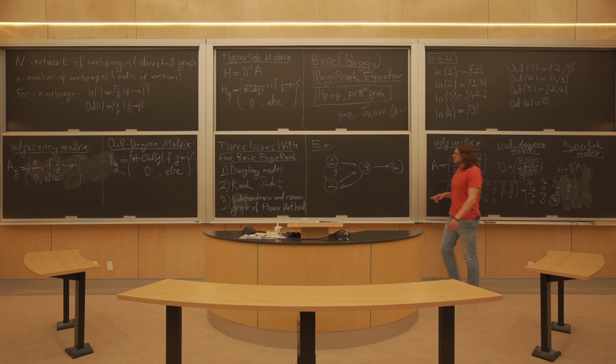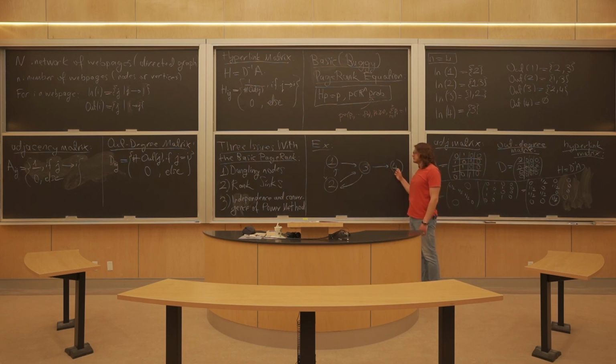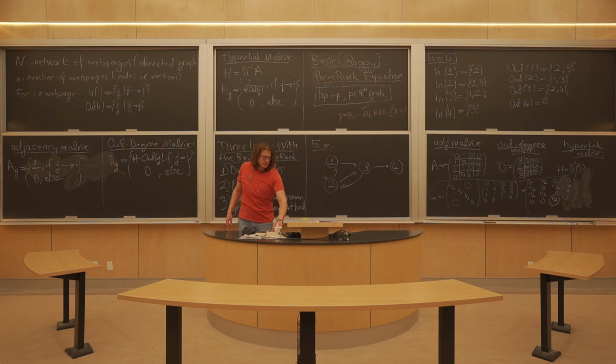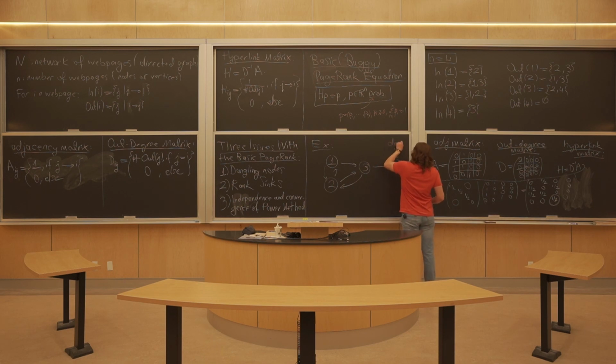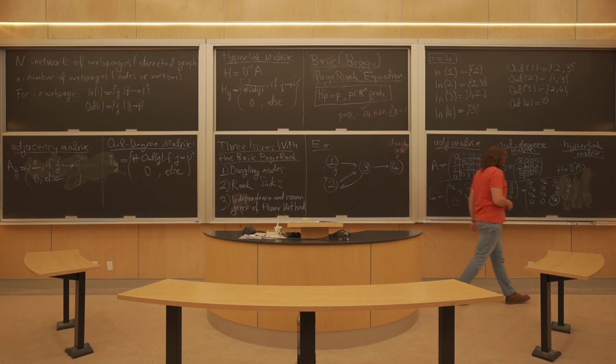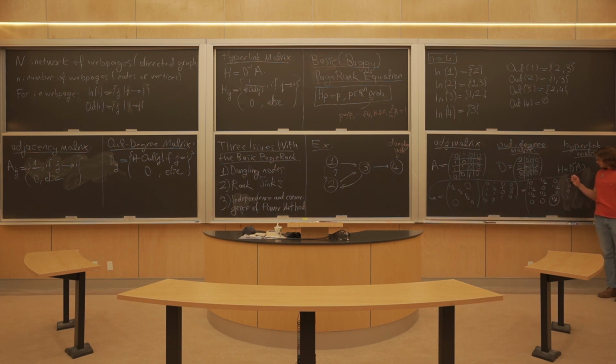The three issues with this are these. Whenever you have a web page that doesn't have a link to any other web page, that's called a dangling node. So this is a dangling node. Okay. Looking at the hyperlink matrix, you see zeros in the column that corresponds to any dangling node.